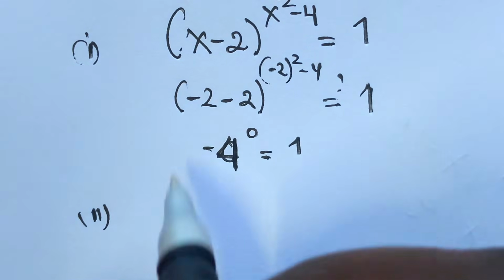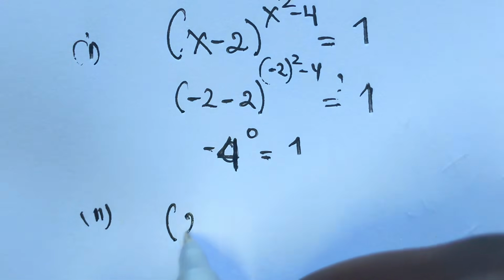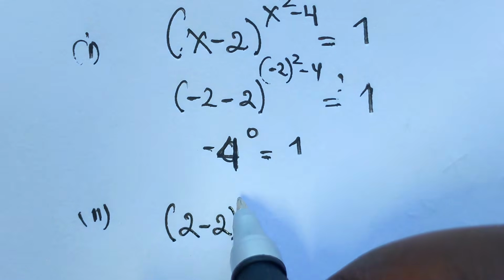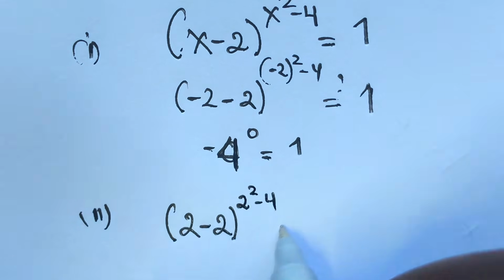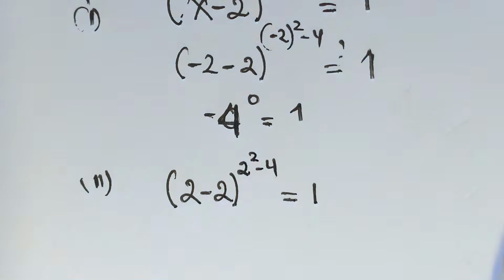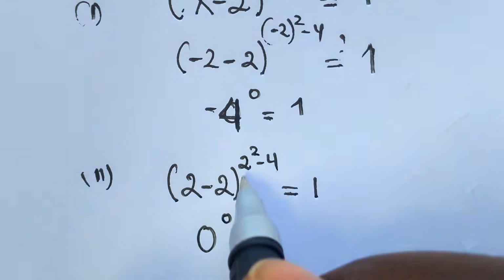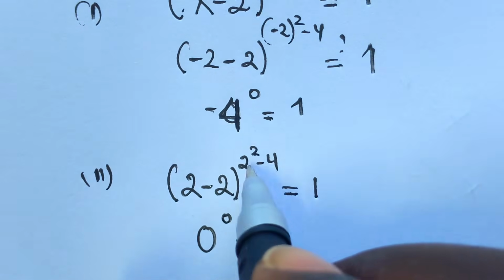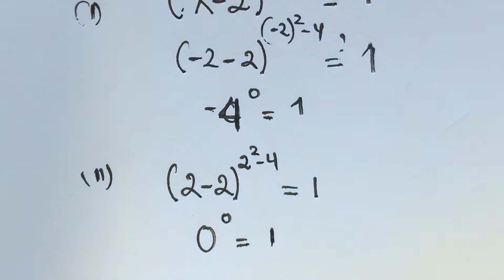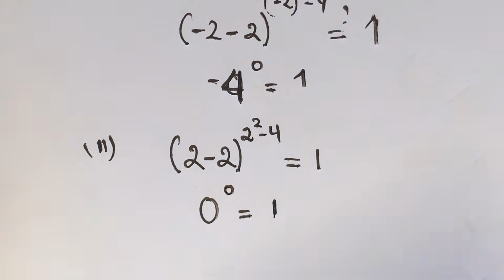For the second case, according to what we have right here, we have (2 minus 2) power (2 squared minus 4) is equal to 1. Of course, we shall say this is 0 power 0, since 4 minus 4 equals 0, and anything to the power of 0 is equal to 1.